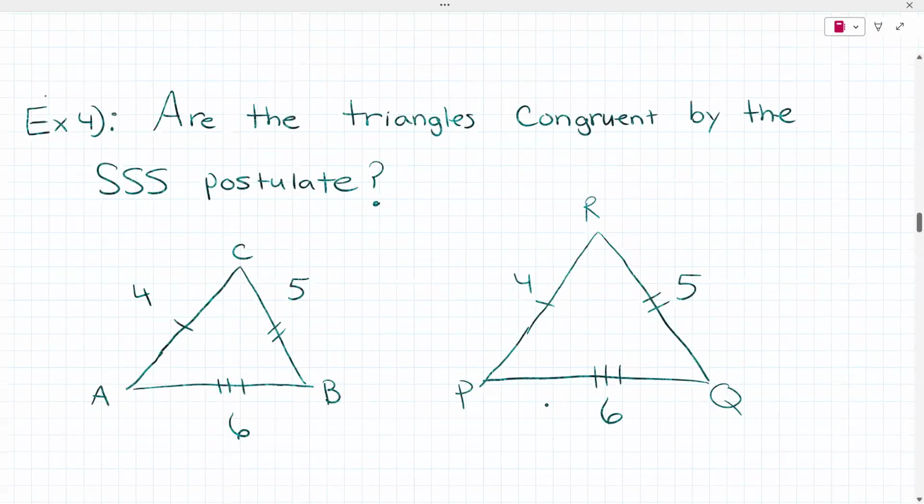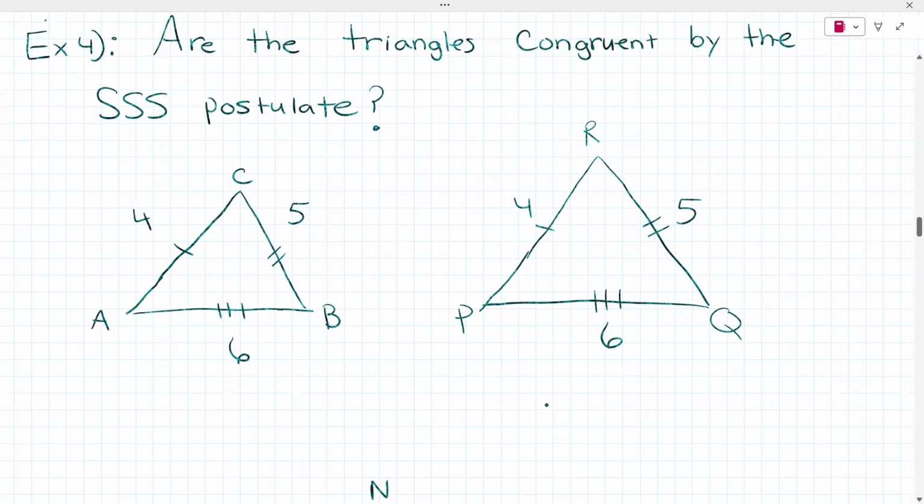Move on to example 4. Are the triangles congruent by the SSS postulate? It doesn't matter where the sides are as long as there are three sides. You have one, two, three. So this would work. And then over here, one, two, three. So yes, you could say yes.